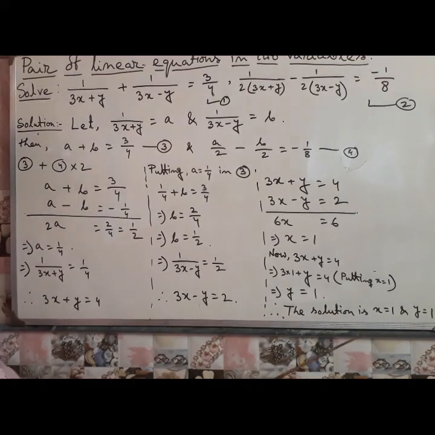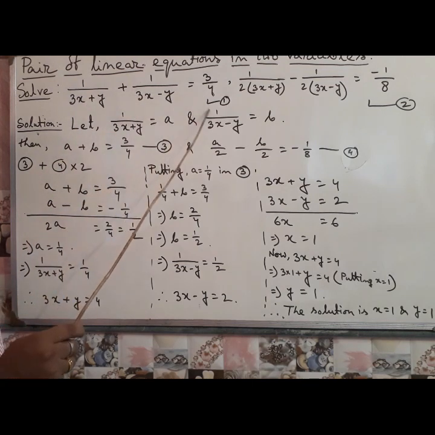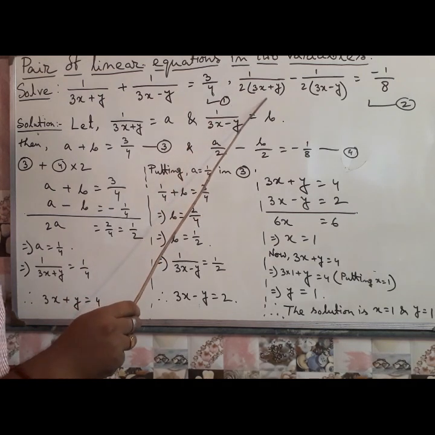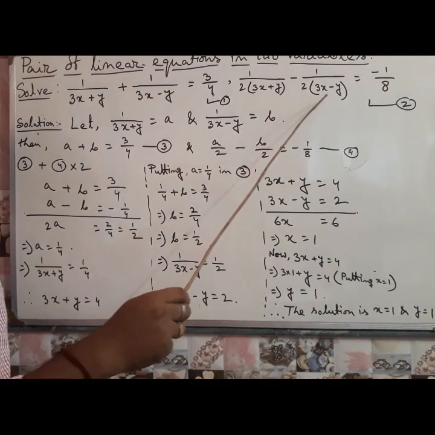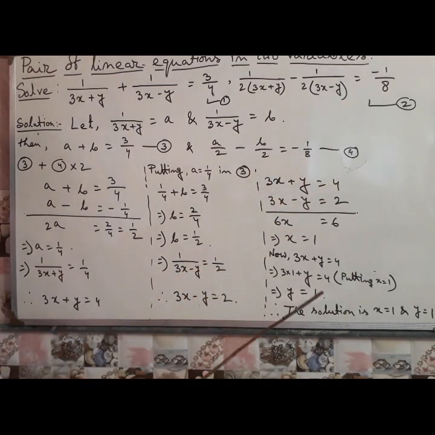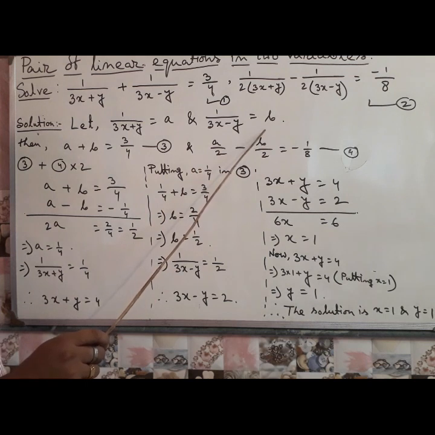Example, we have to solve 1 by (3x plus y) plus 1 by (3x minus y) is equal to 3 by 4. This is the first equation given. And the second equation, 1 by 2 into (3x plus y) minus 1 by 2 into (3x minus y) is equal to minus 1 by 8. This is the second equation. So in this type of problem, let 1 by (3x plus y) be taken as a separate variable a, and 1 by (3x minus y) be taken as b.